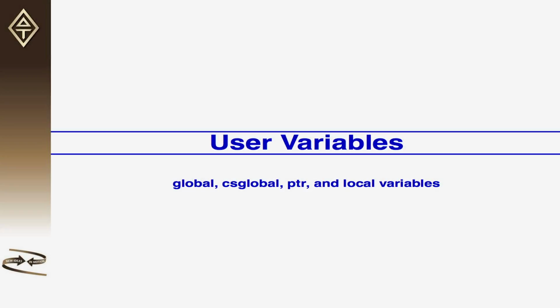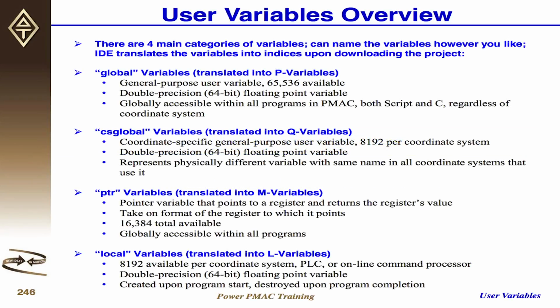There are four main types of user variables. You can name them whatever you'd like. If you want, you can just address them by their variable type and a number, or you can give it a name that actually means something.